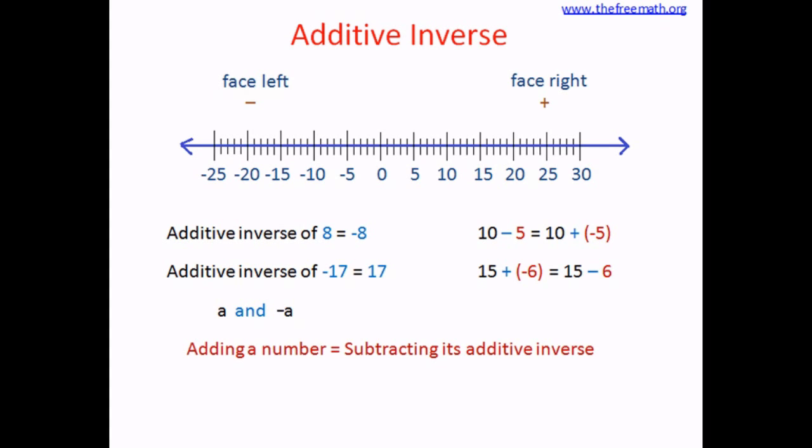So what we understand here is that adding a number is equal to subtracting its additive inverse, and subtracting a number is the same as adding its additive inverse. So this is where you can use additive inverse.